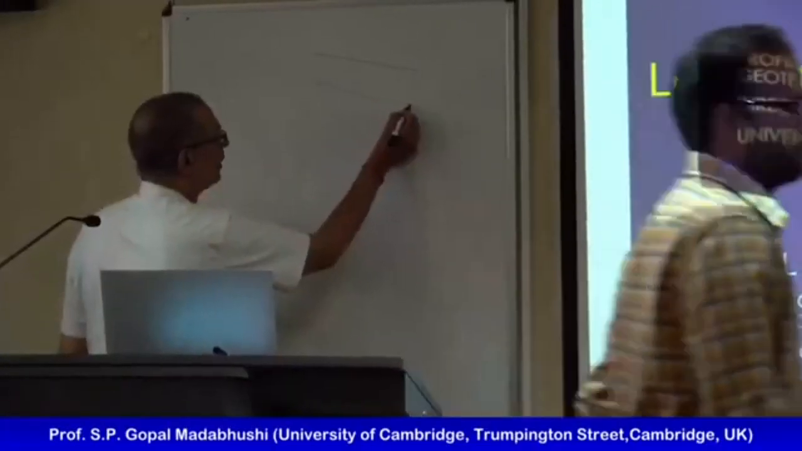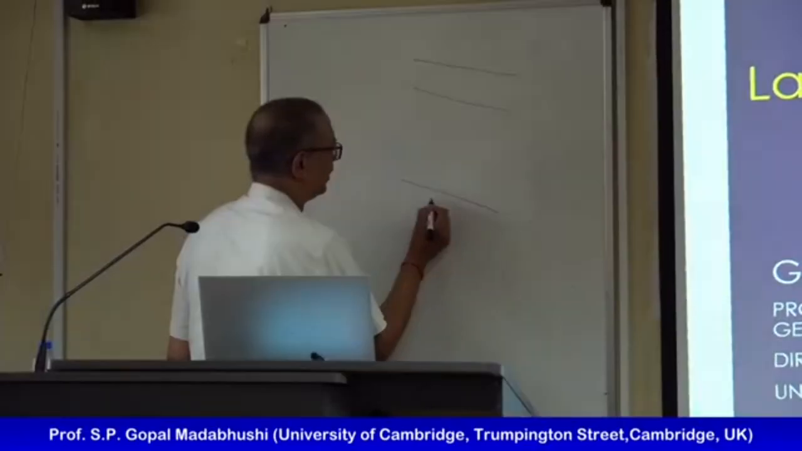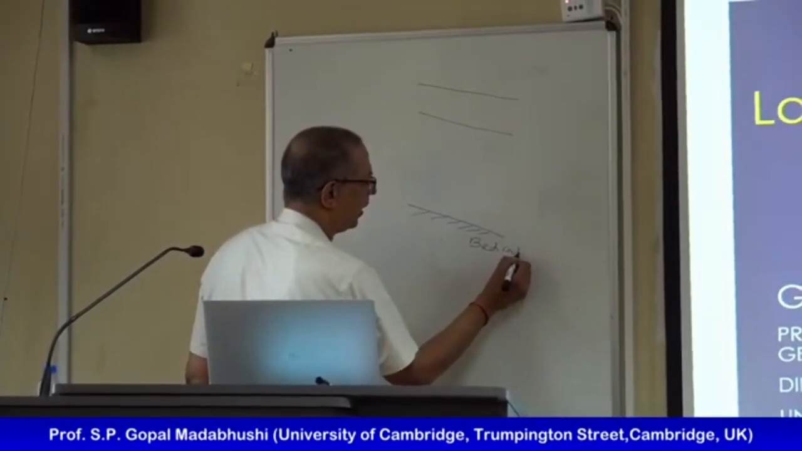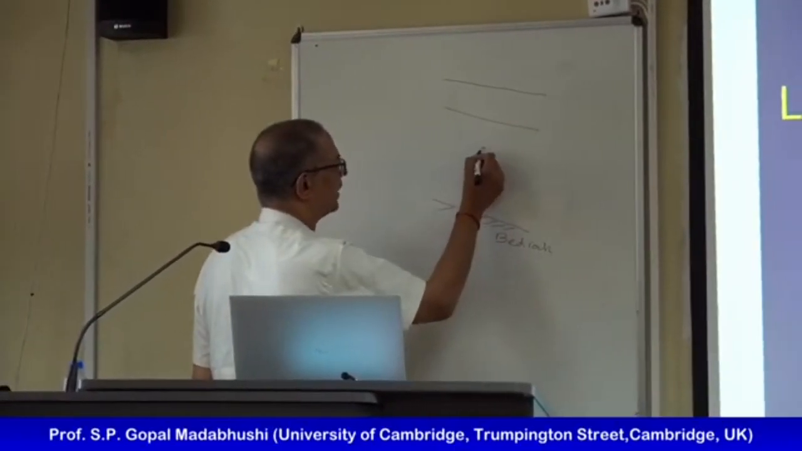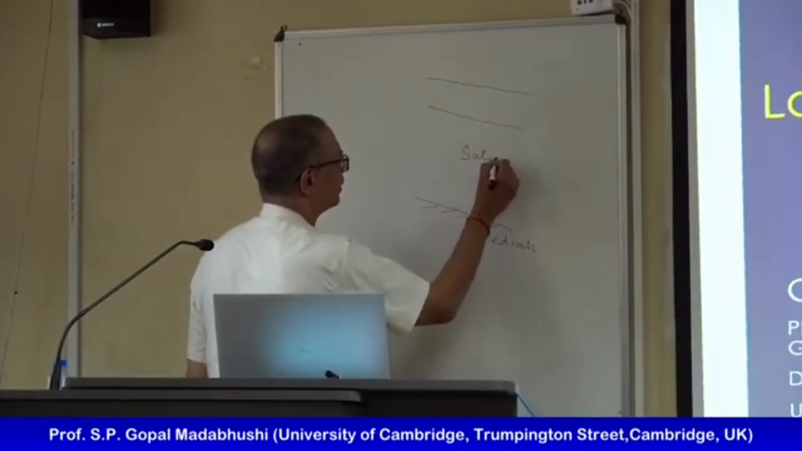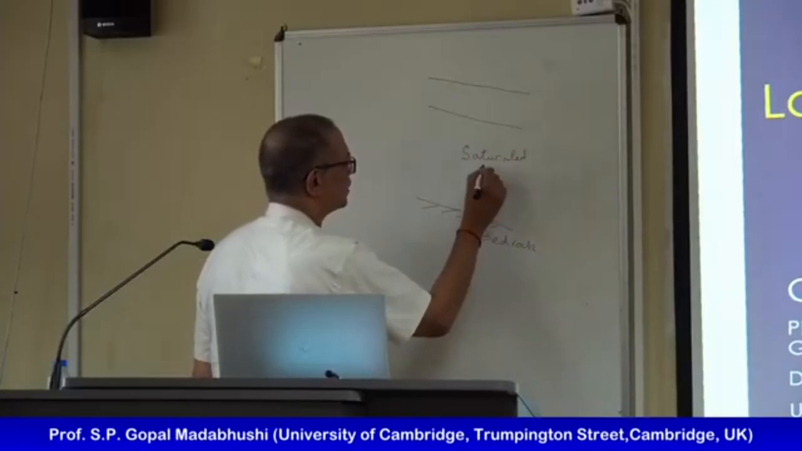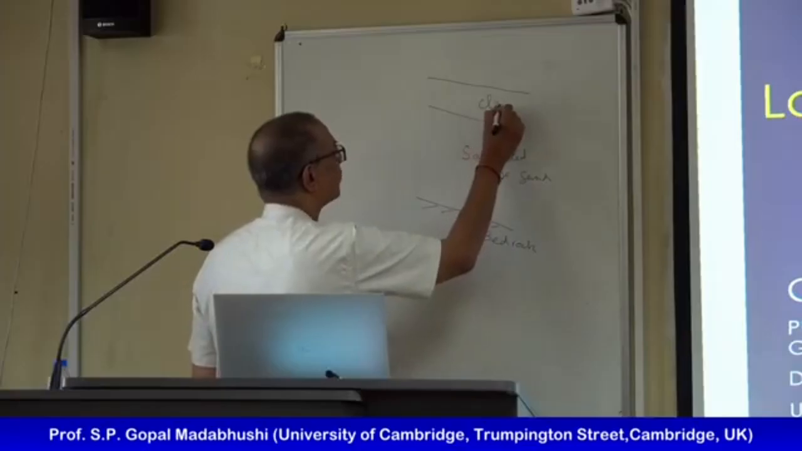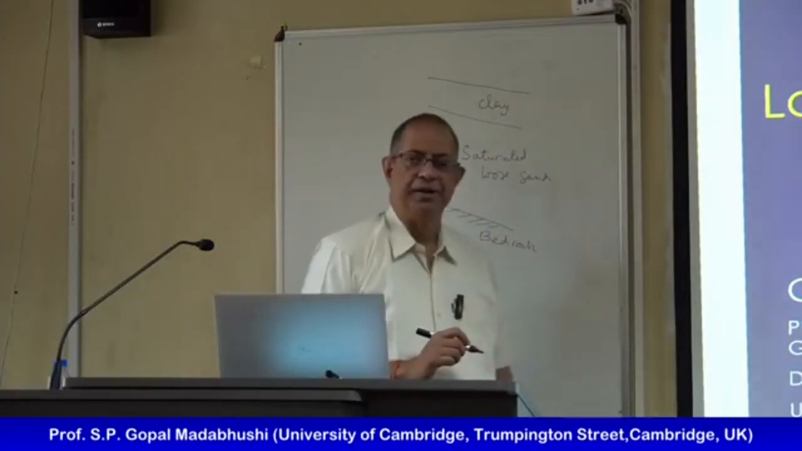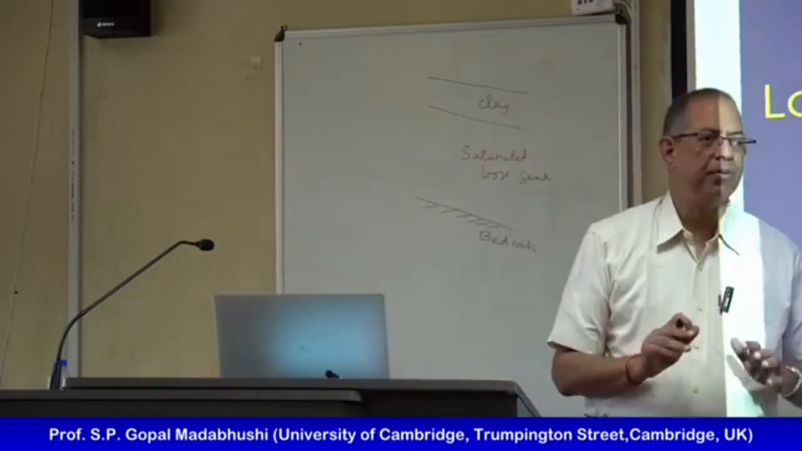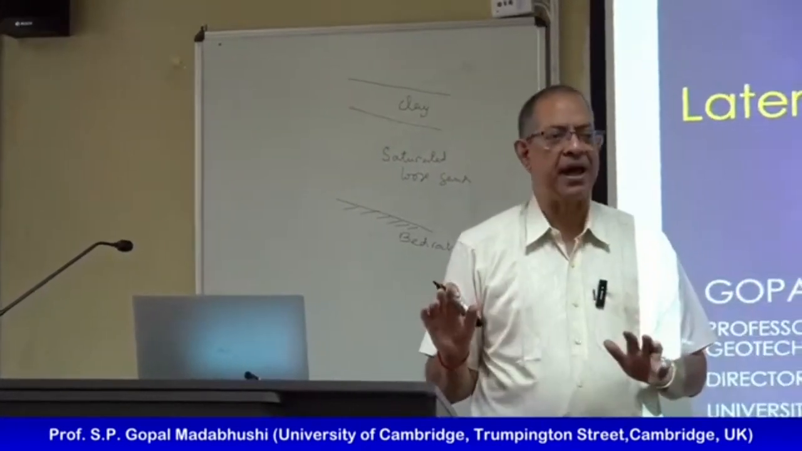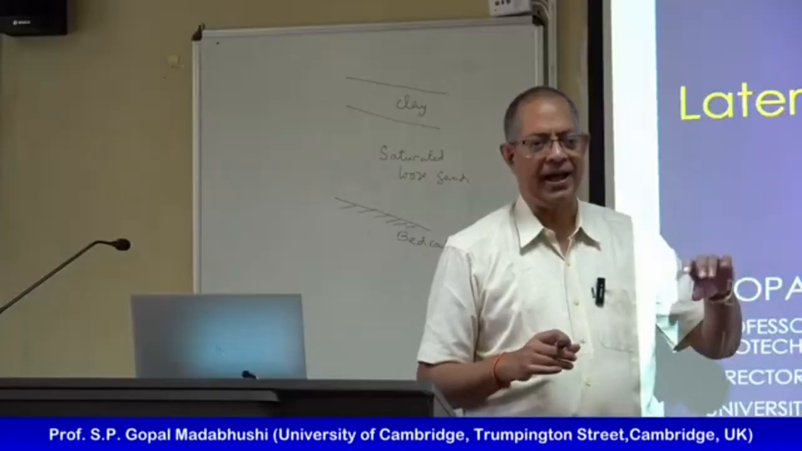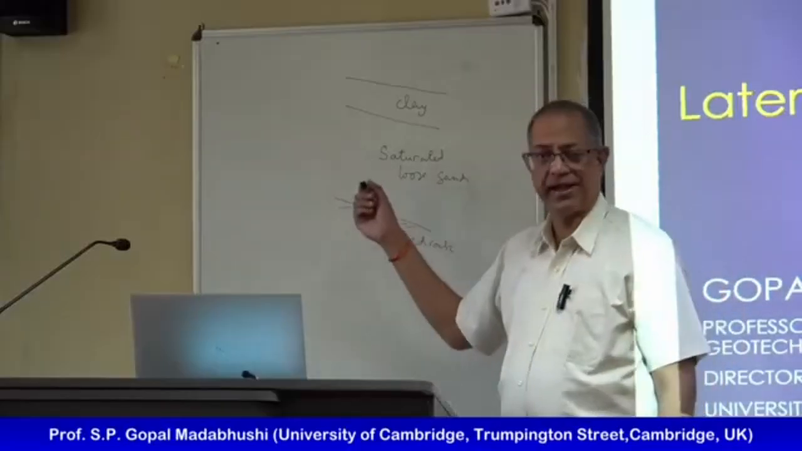When you have sloping ground, say that is the bedrock, and this, let's say, is the saturated loose sand, and this is clay. So this problem was huge in Japan, where in the superficial crust they had clay and some saturated sand.